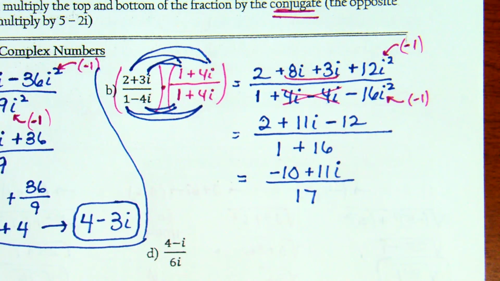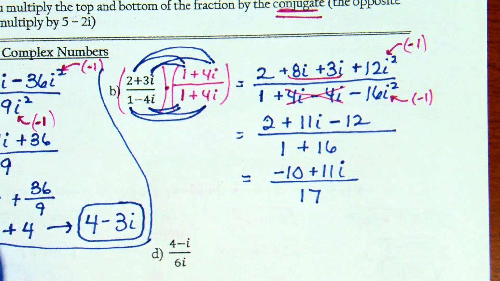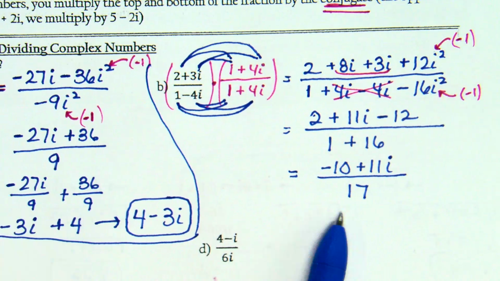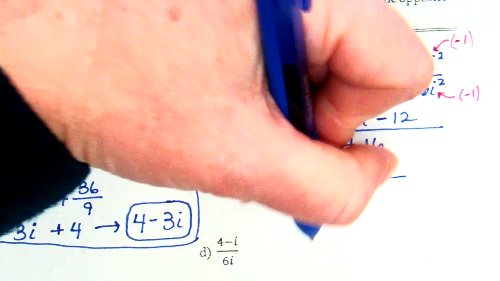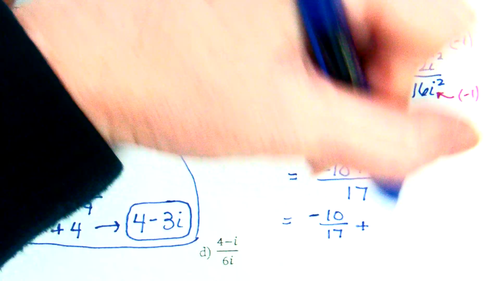Could you add this 17 to the 10? Or subtract it? Well, what's this denominator do? This denominator goes with both pieces. Kind of like over here when we looked at this one, and I'm pointing off the screen, this 9 went under the 27i and the 36. Same thing's going to happen over here. Even though it can't divide this time, we still want to separate it out in that we're going to have negative 10/17ths plus, and then we're going to say 11/17ths i.